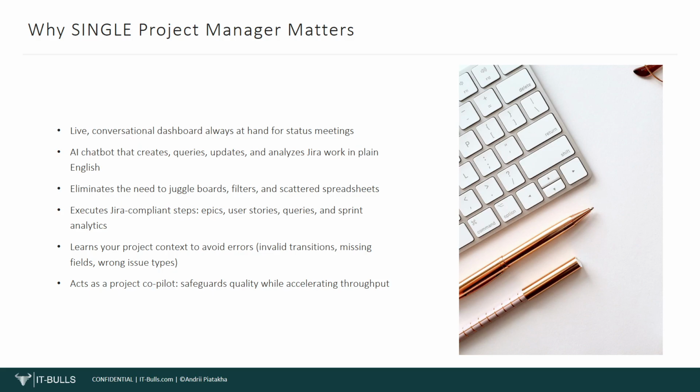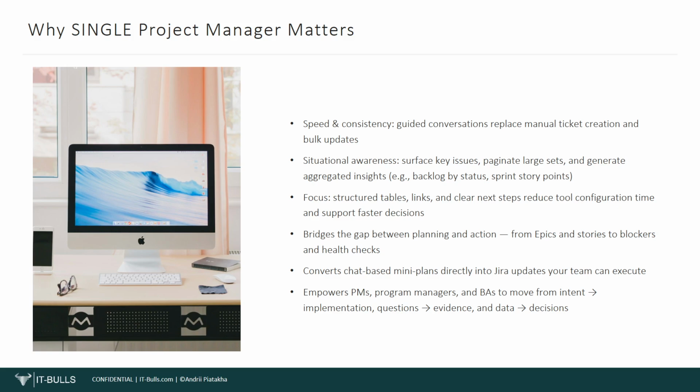Because it first learns your project context, users, issue types, statuses, and field IDs, it prevents common mistakes such as invalid transitions, missing fields, or misapplied issue types. In other words, it safeguards quality while accelerating throughput. Why use it? First, speed and consistency. Creating well-formed tickets with acceptance criteria or moving a batch of tasks across sprints becomes a guided conversation rather than a manual slog.